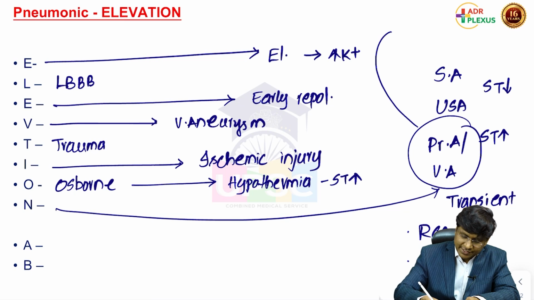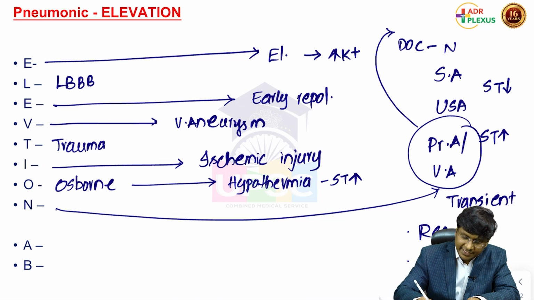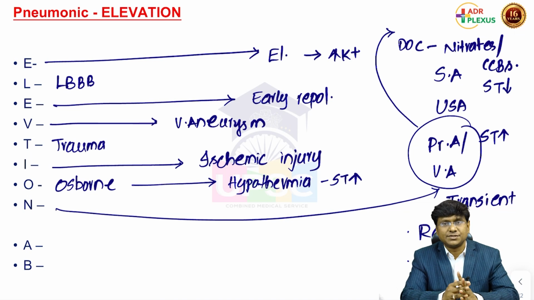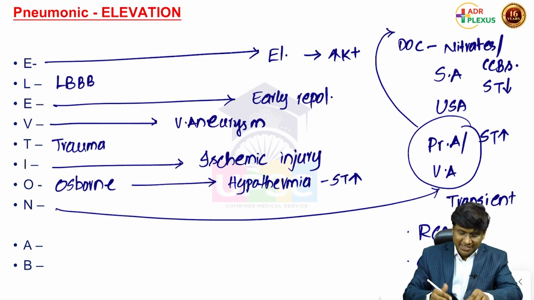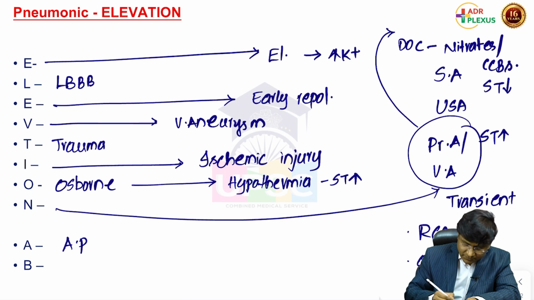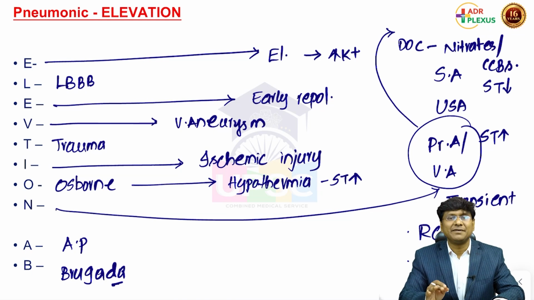Then what is the drug of choice in patients with Prinzmetal angina? The drug of choice in case of Prinzmetal angina or variant angina is nitrates, right? You need to give nitrates. And the alternative drugs will be calcium channel blockers. Okay. And then what are that A and B? A stands for acute pericarditis and B stands for Brugada syndrome. So these are all the conditions where you have the presence of ST segment elevation apart from STEMI.